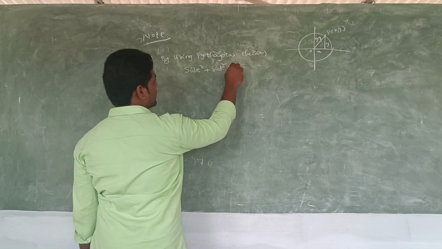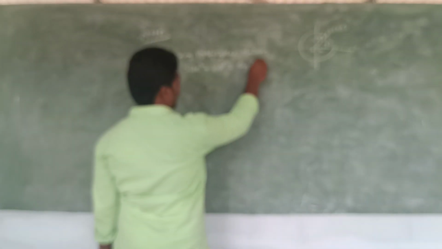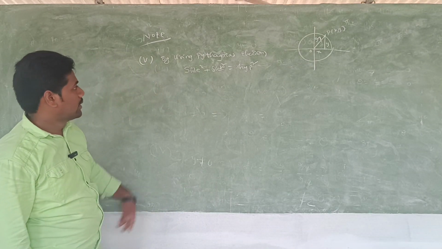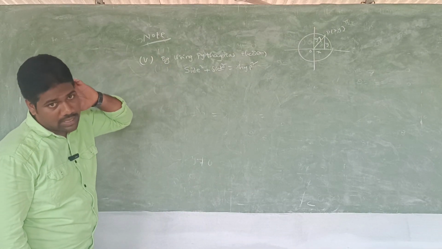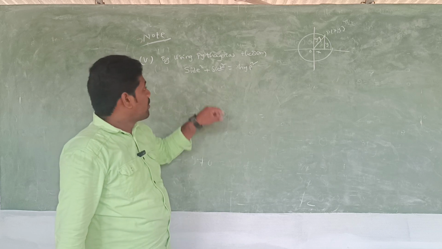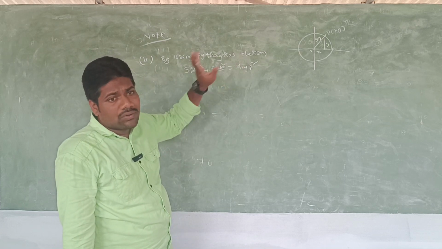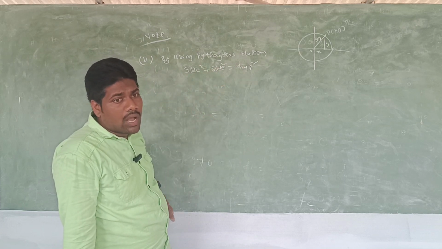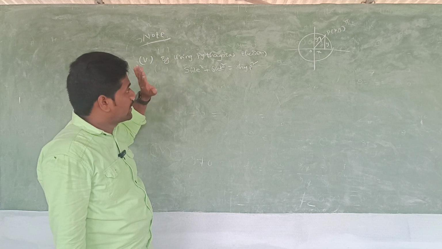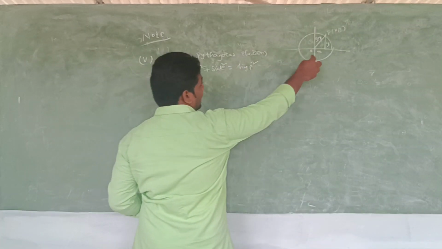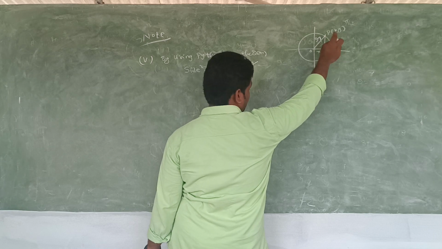Side square is equal to hypotenuse square. This is the Pythagoras theorem. That means the Pythagoras theorem says the sum of the squares of two sides is equal to the square of the hypotenuse. So what is the side here? This is one side, that means this is the opposite side.